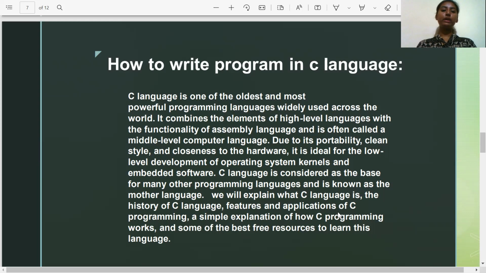kernels and embedded software. C language is considered as the base of many other programming languages and is known as the mother language. We will explain what C language is, the history of C language, features and applications of C programming, and simply explain how C programming works and some of the best resources to learn this language.